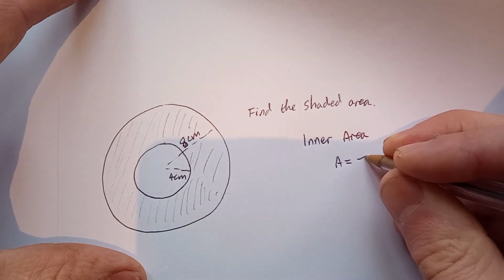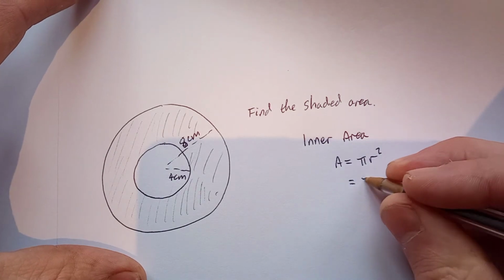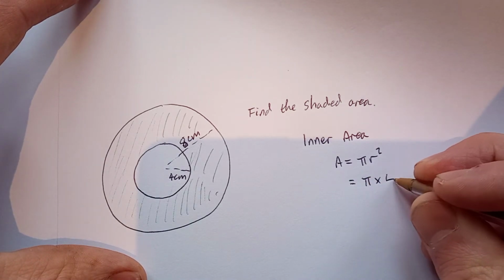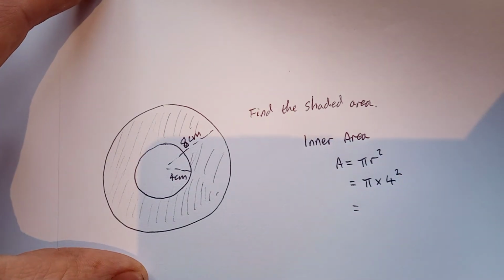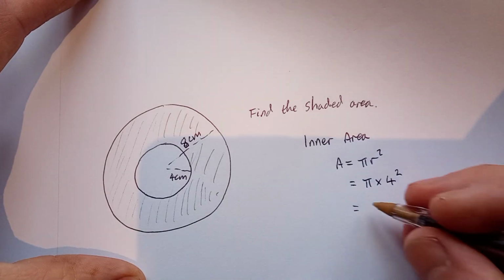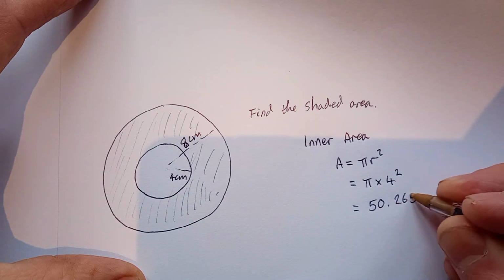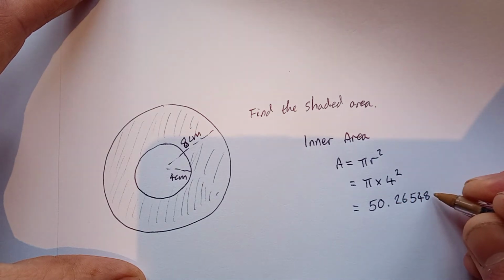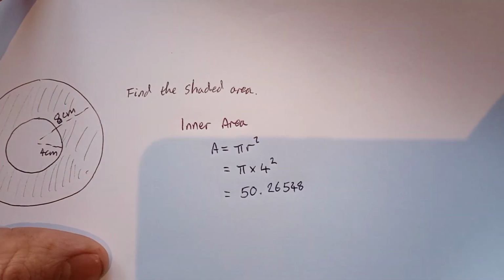So A equals pi r squared. Always write our formula first. So that is pi times 4 squared. We're going to put that in a calculator. Apologies, it took me a moment. We've got 50.26548. Now I want to keep that unrounded at the moment because we're going to do another calculation with it. So let's keep that full answer.